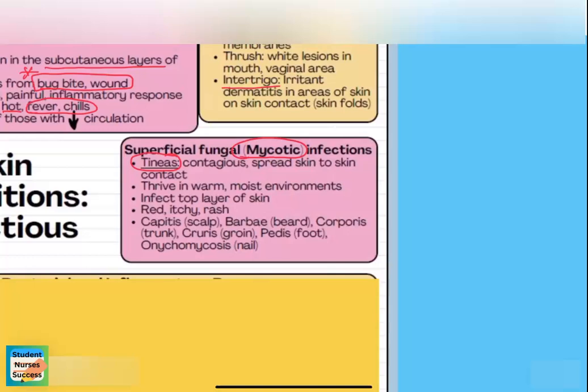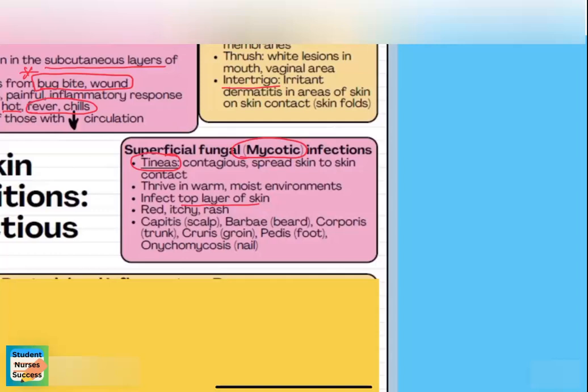If you get fungus deep in your subcutaneous tissue or in your bloodstream or down in your organs, that is a very, very serious condition. These we're talking about aren't quite as serious. They're tineas. They're just superficial mycotic or fungal infections on the skin. They are contagious and they are spread from skin to skin contact. They thrive in warm, moist environments and they just infect that top layer of skin or maybe even nails. They produce a red, itchy rash.